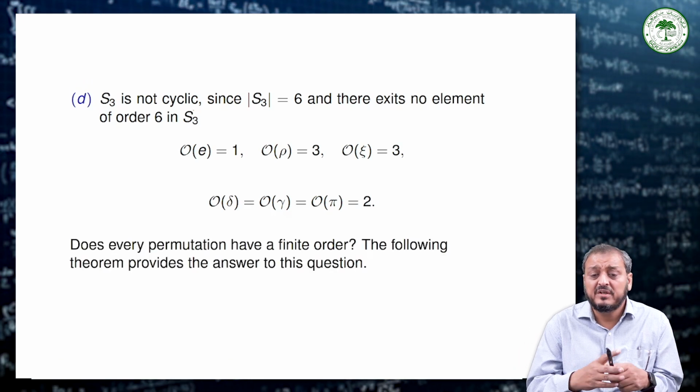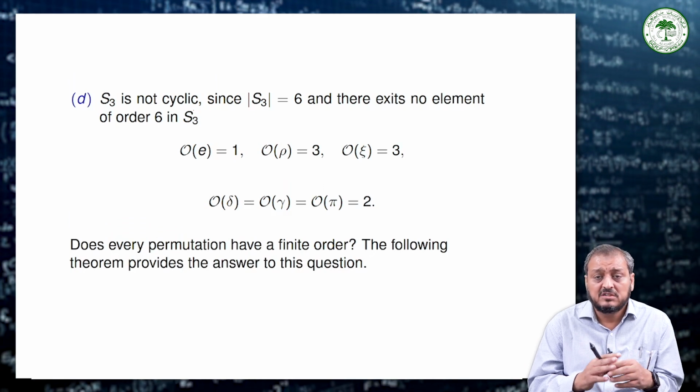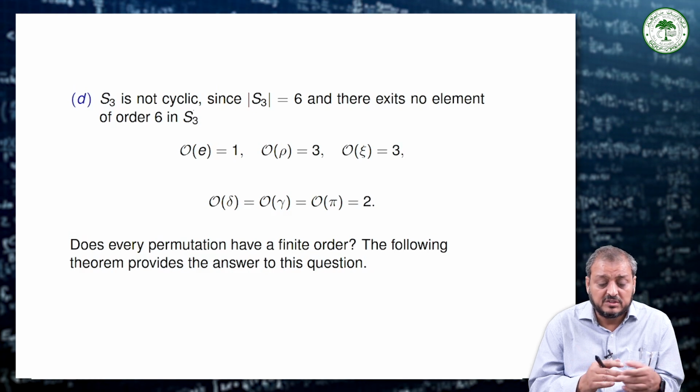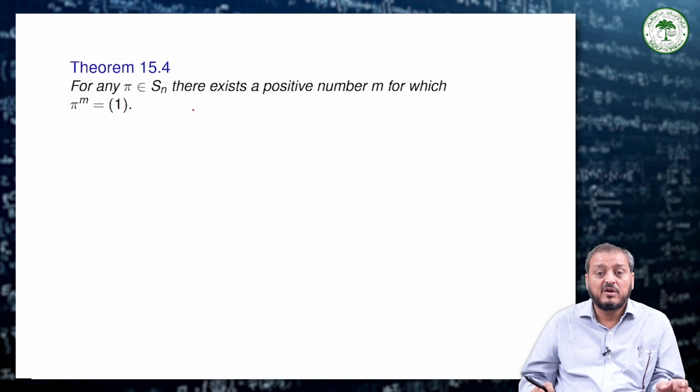So, does every permutation have a finite order? The following theorem provides the answer to this question. So now the question is clearly this: does every permutation have a finite order? Now we have to try to prove this.